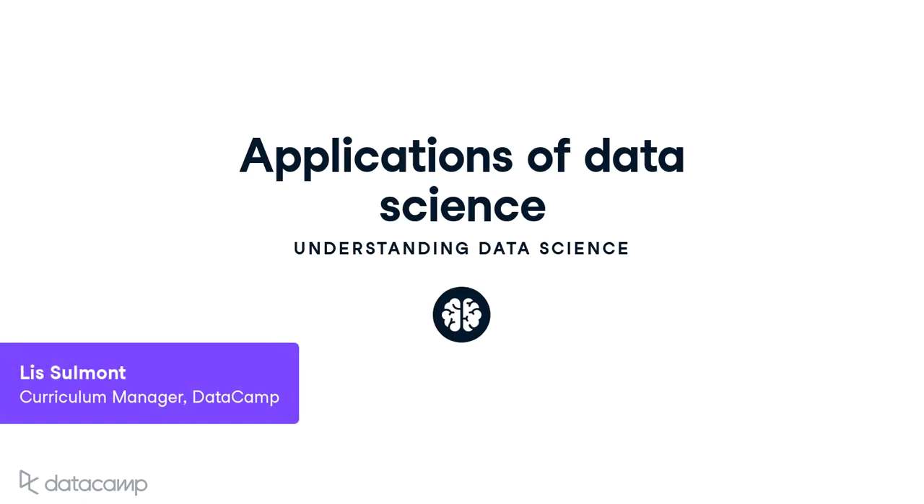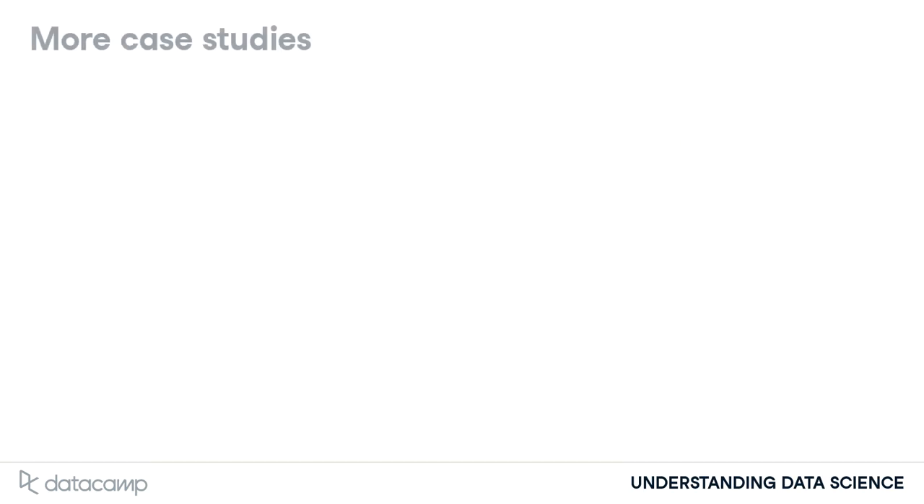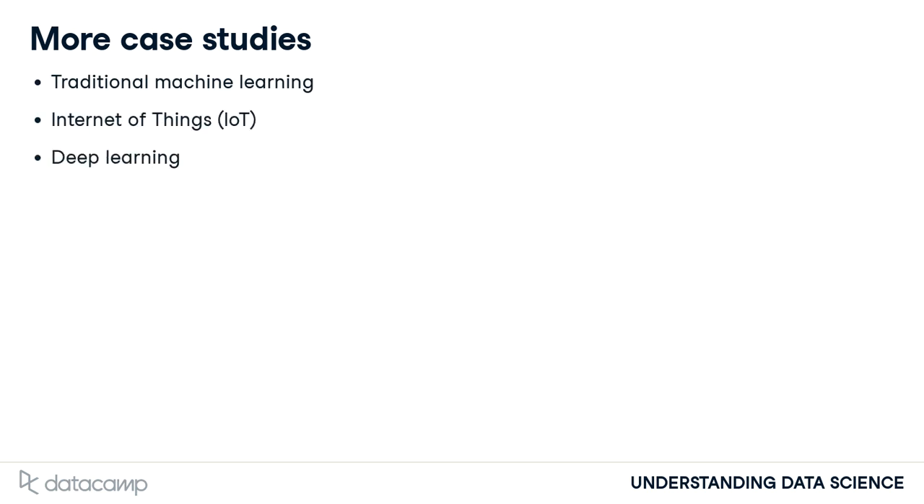Previously, you learned the definition of data science and the steps in a data science workflow. In this lesson, you'll learn how data science can be applied to real-world problems. Let's take a deep dive into three exciting areas of data science: traditional machine learning, the Internet of Things, and deep learning.